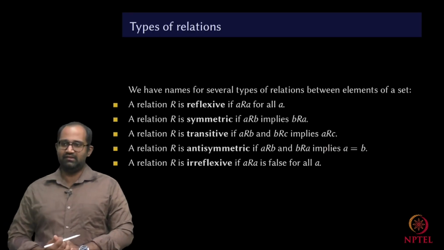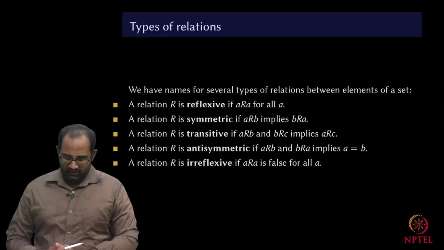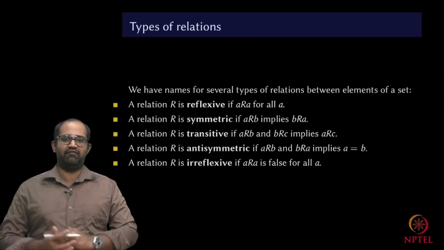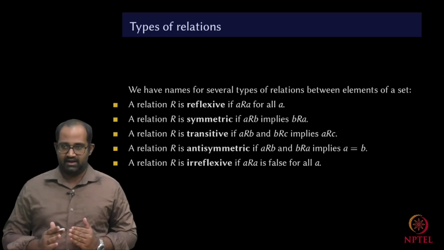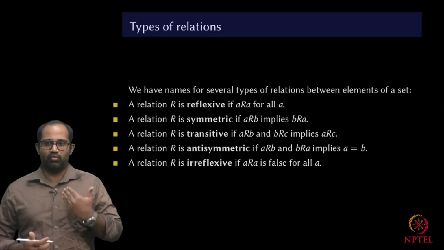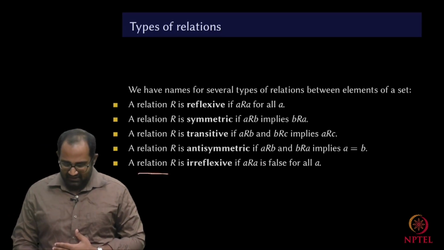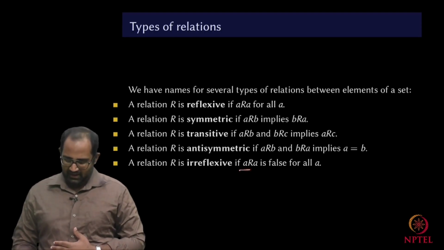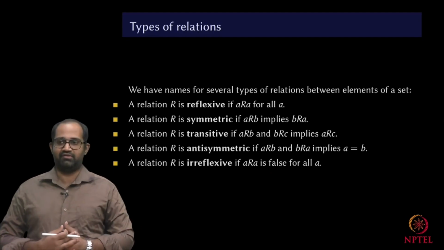So, notice that this formulation is somewhat weird. You might think that an antisymmetric relation is one in which if A is related to B, then B cannot be related to A, but the way this is formulated here is the most useful formulation. So, keep that in mind. Finally, a relation R is irreflexive if A related to A is false for all A. As the name suggests, it is just the opposite of reflexive.